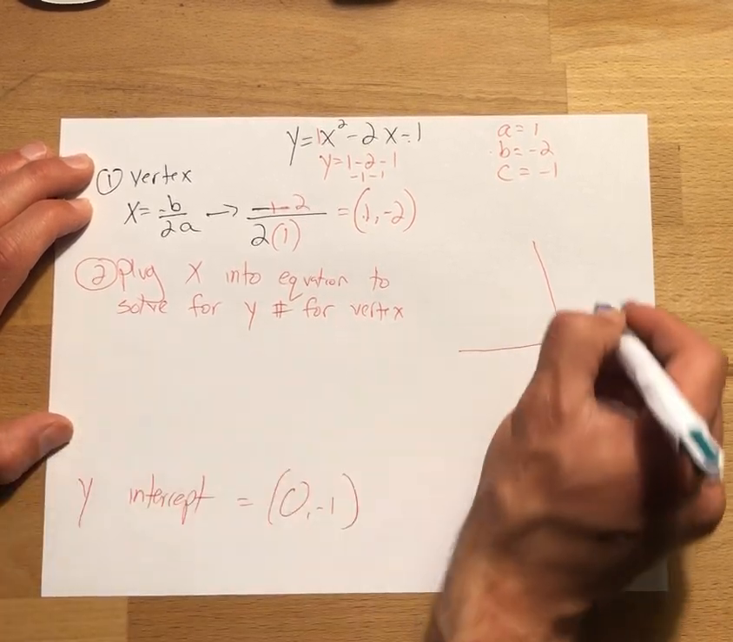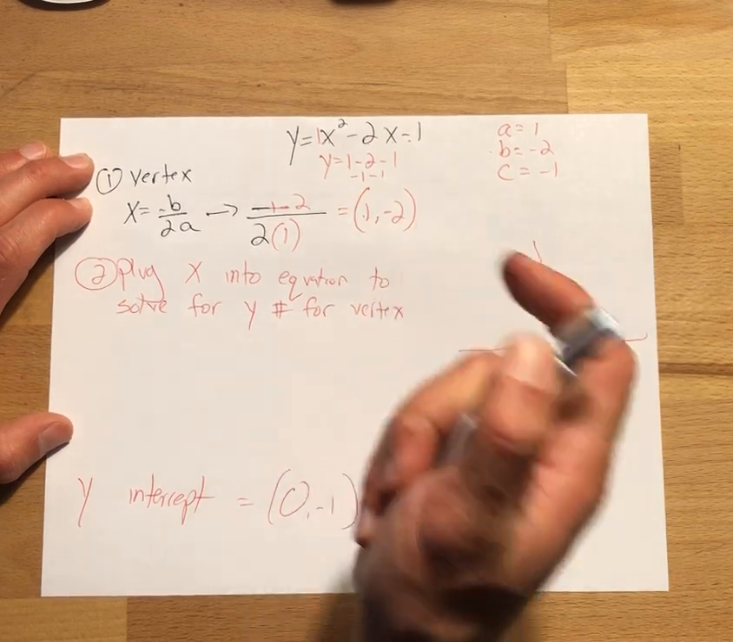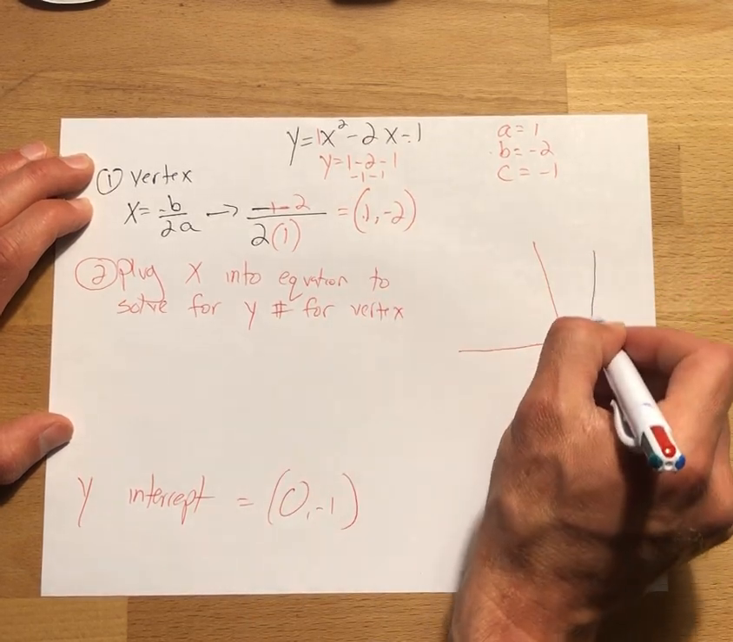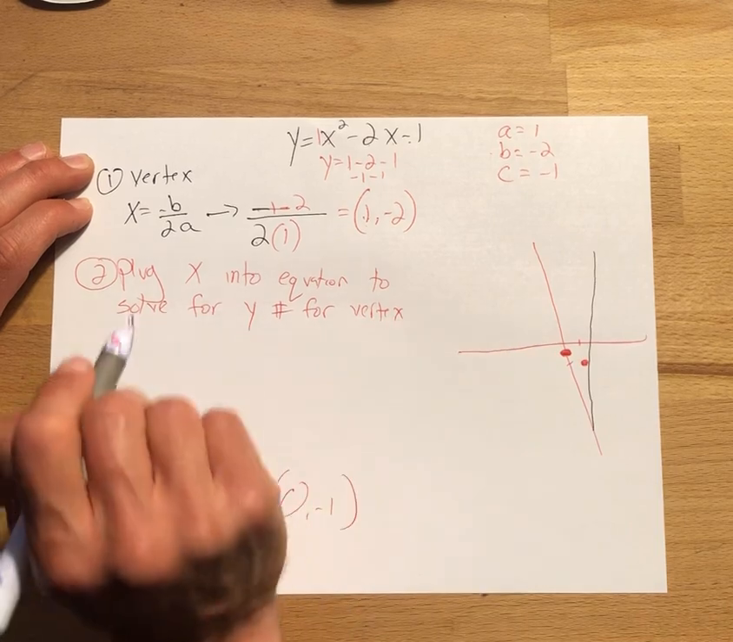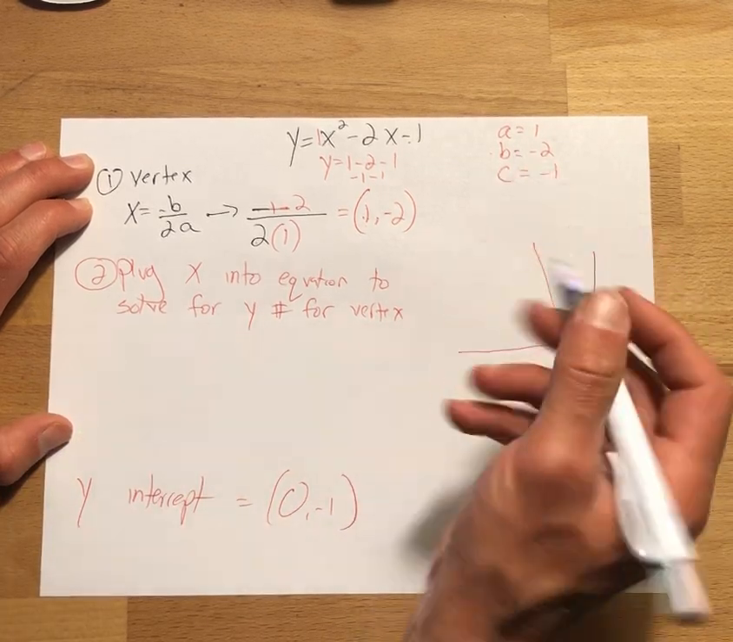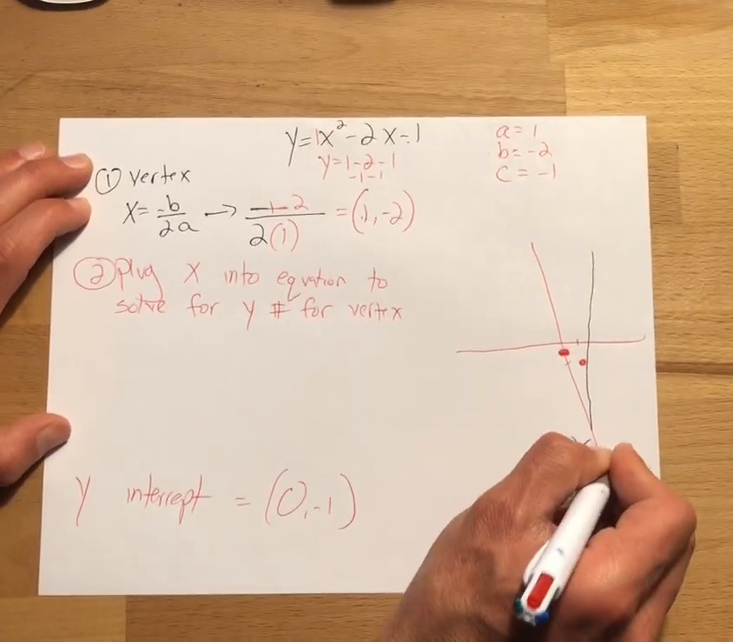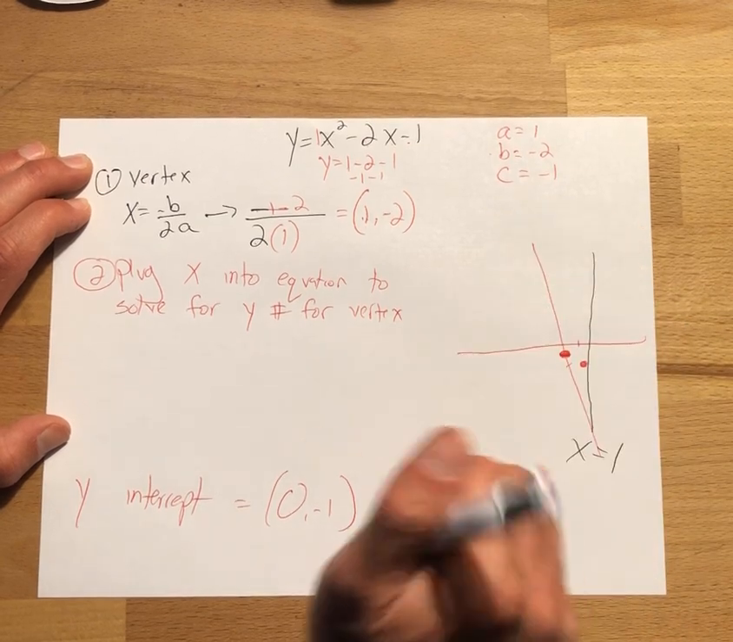There's my vertex. My axis of symmetry is the imaginary line that cuts it in half, and this is going to be a messed up thing because it's not straight, but that's just me. They're always straight. It's x equals 1. This is the imaginary line that cuts it in half.